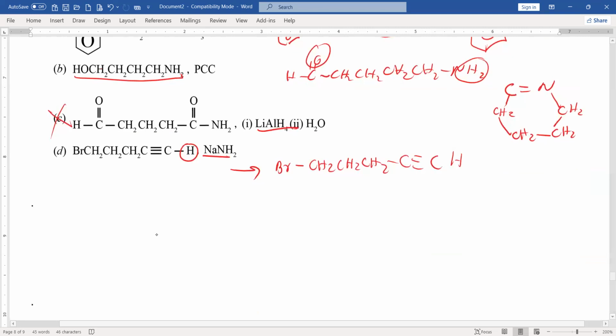CH now becomes CNa. This Na can react with this Br, giving the same kind of cyclic compound. This can give a cyclic compound if B can. If B can give a cyclic compound, then D can give another cyclic compound like this.